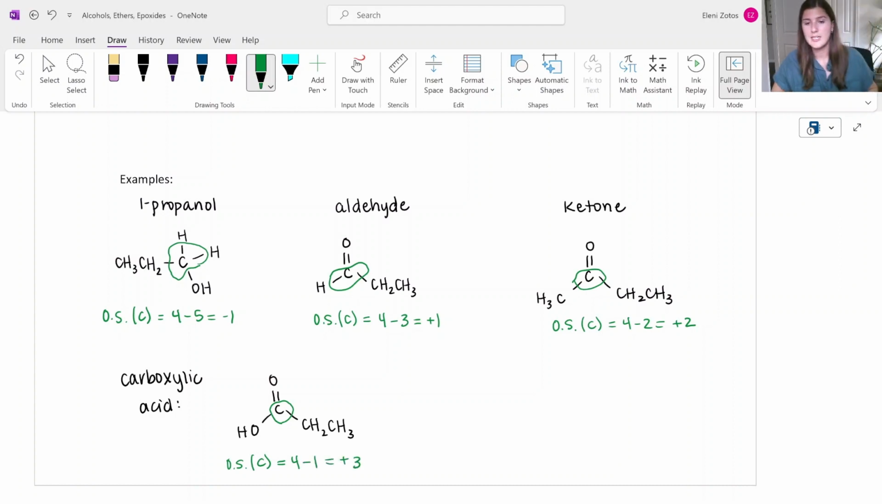So you notice that we're increasing in oxidation state when we go from an alcohol to an aldehyde to a ketone to a carboxylic acid. In the next video in this unit, we'll talk about reactions that are oxidation reactions. And in these reactions, we start with an alcohol for the most part, and we end with an aldehyde, ketone, or carboxylic acid. So they're called oxidation reactions because we're increasing the oxidation state of that carbon where the reaction is occurring.